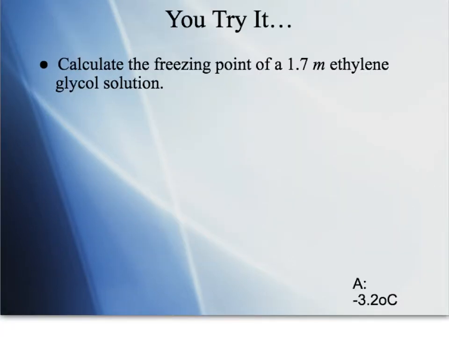All right, and here's one that you can try on your own. Calculate the freezing point of a 1.7 molality ethylene glycol solution. What temperature is it actually going to freeze at now? Hopefully in your calculations, here's the answer so you can check yourself to see if that is correct.